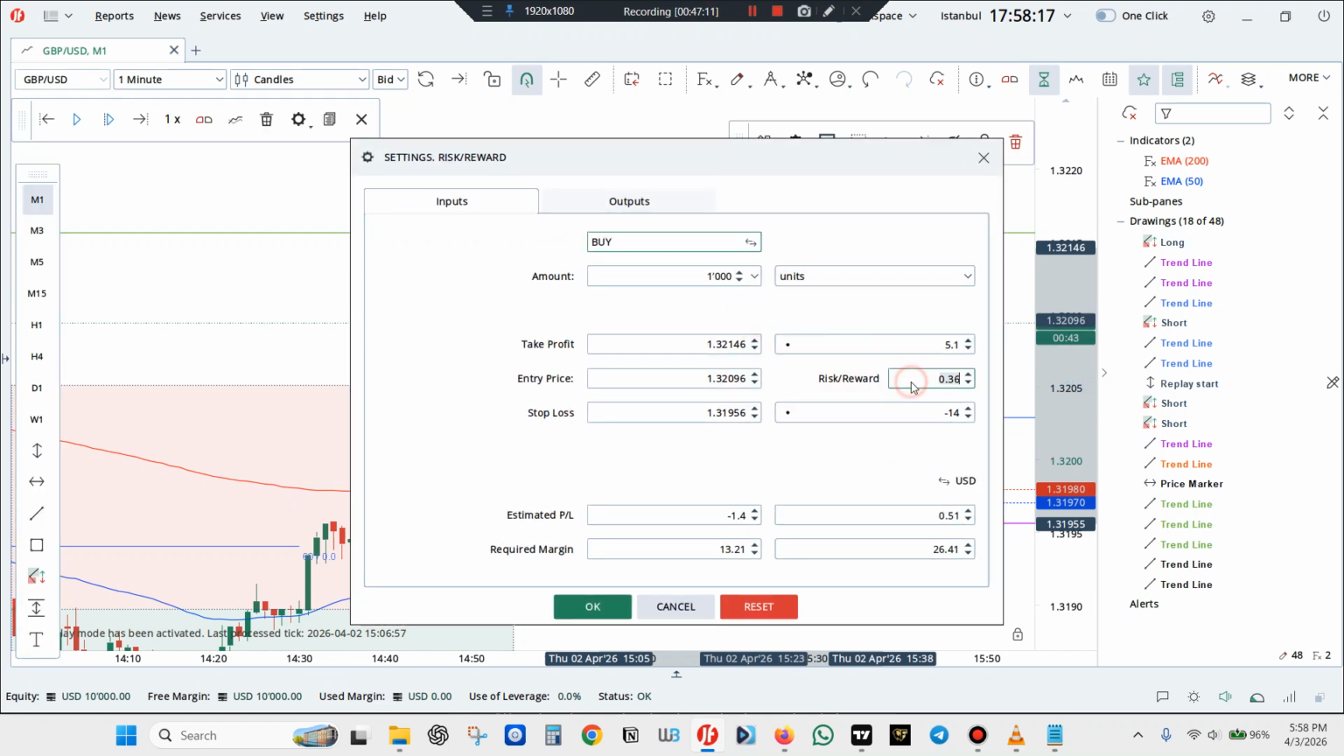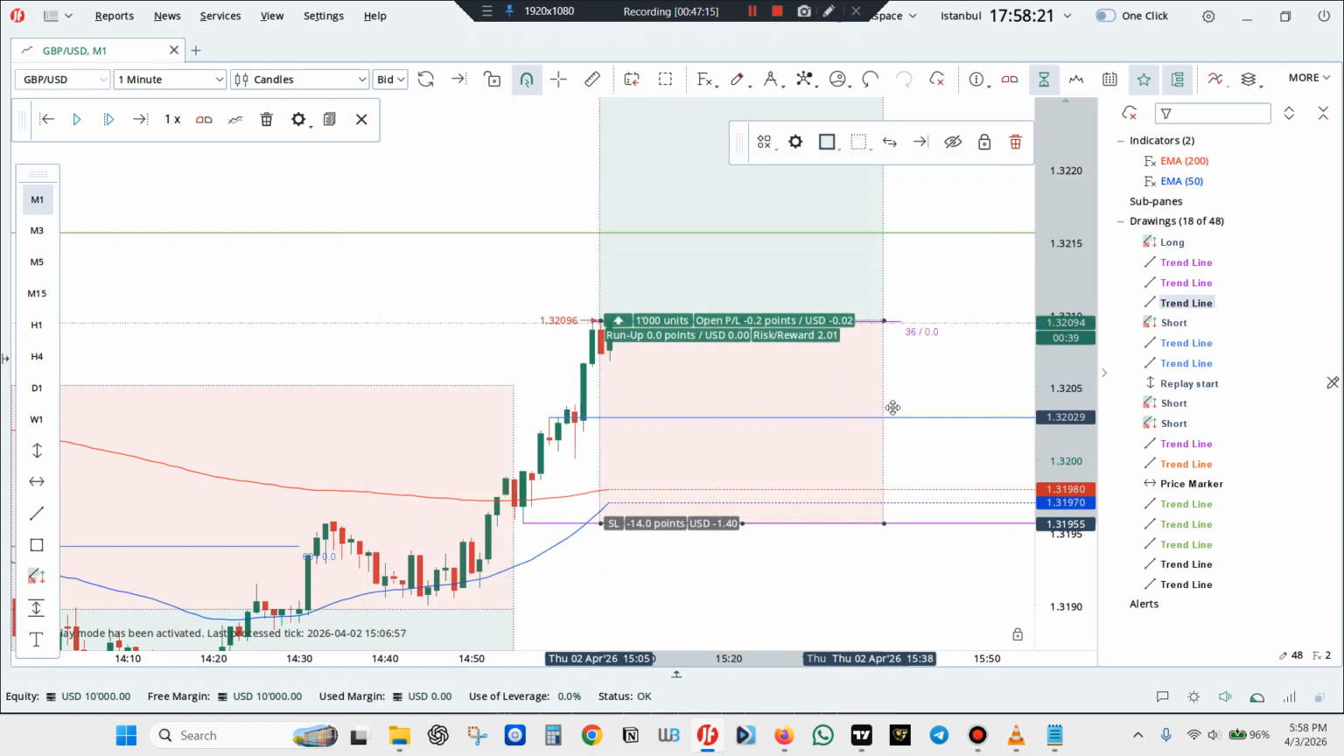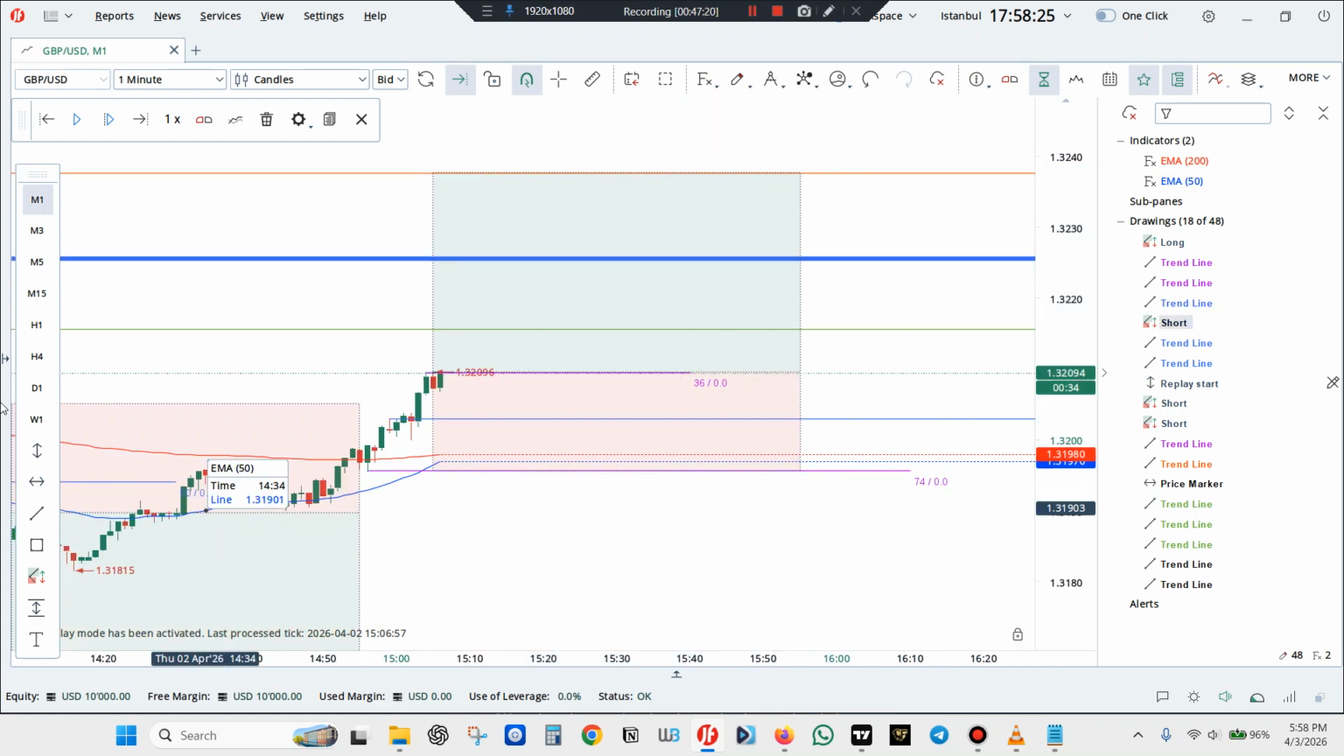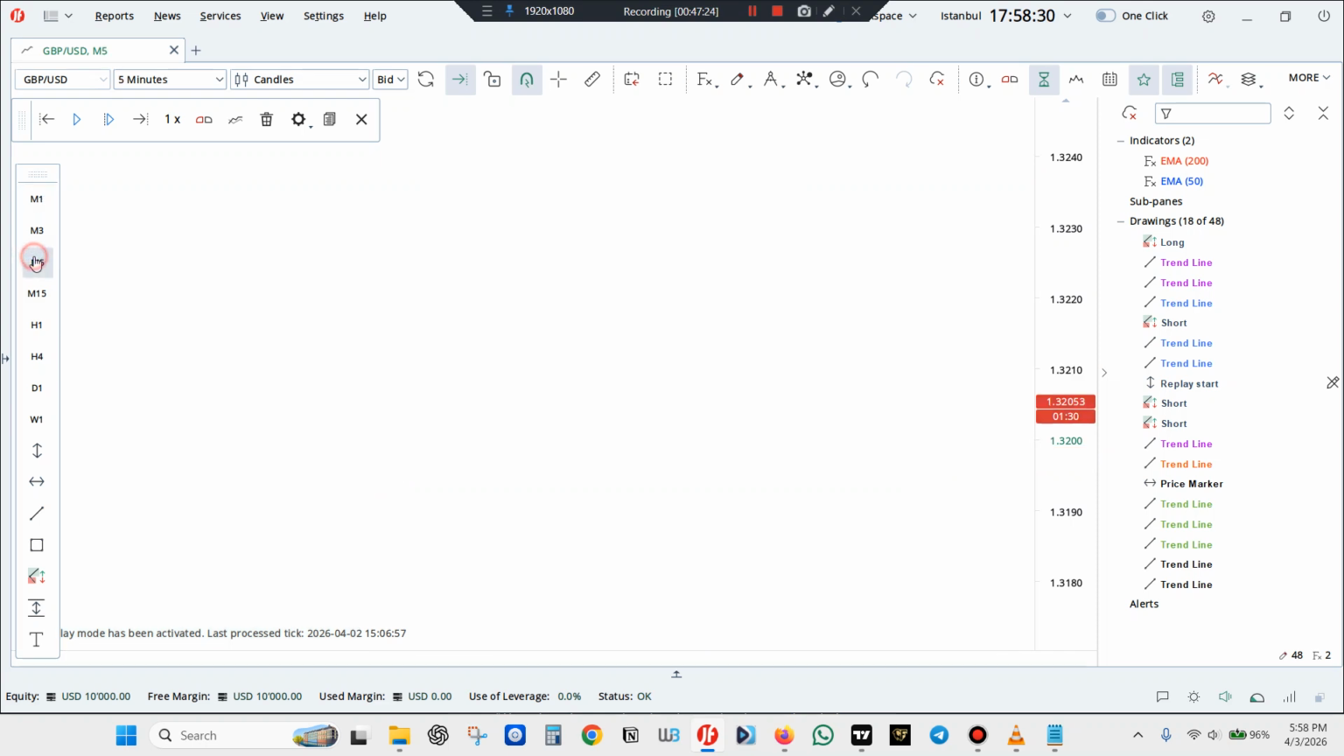And then our risk reward is 1:2. We are buying, definitely. And now we want to trade manage this. So this is the H1 profile. Our entry is on minute 1, so we trade manage it on minute 5.